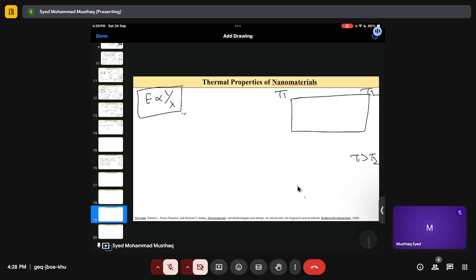Now, T1 means higher thermal energy, which means higher energy of phonons. Higher energy of phonons means shorter wavelength. And if I'm talking about T2, T2 is at lower energy, which means lower energy of phonons. Lower energy of phonons means very long wavelength. And what do I mean by shorter wavelength? Shorter wavelength is nothing but this. And longer wavelength is nothing but this guy. Now, for example, I have so many phonons here which have high energy.